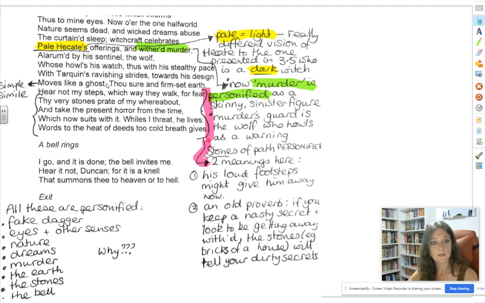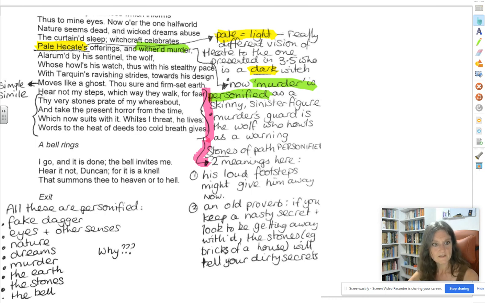And that moving like a ghost links back quite nicely to this idea of murder being personified as a skinny and sinister kind of figure. It's kind of unseen, the idea of murder. Now, the last little bit of language analysis is the double meaning going on just down here. So I'll read through this again. Thou sure and firm set earth, hear not my steps, which way they walk, for fear thy very stones prate of my whereabouts, and take the present horror from the time which now suits with it.